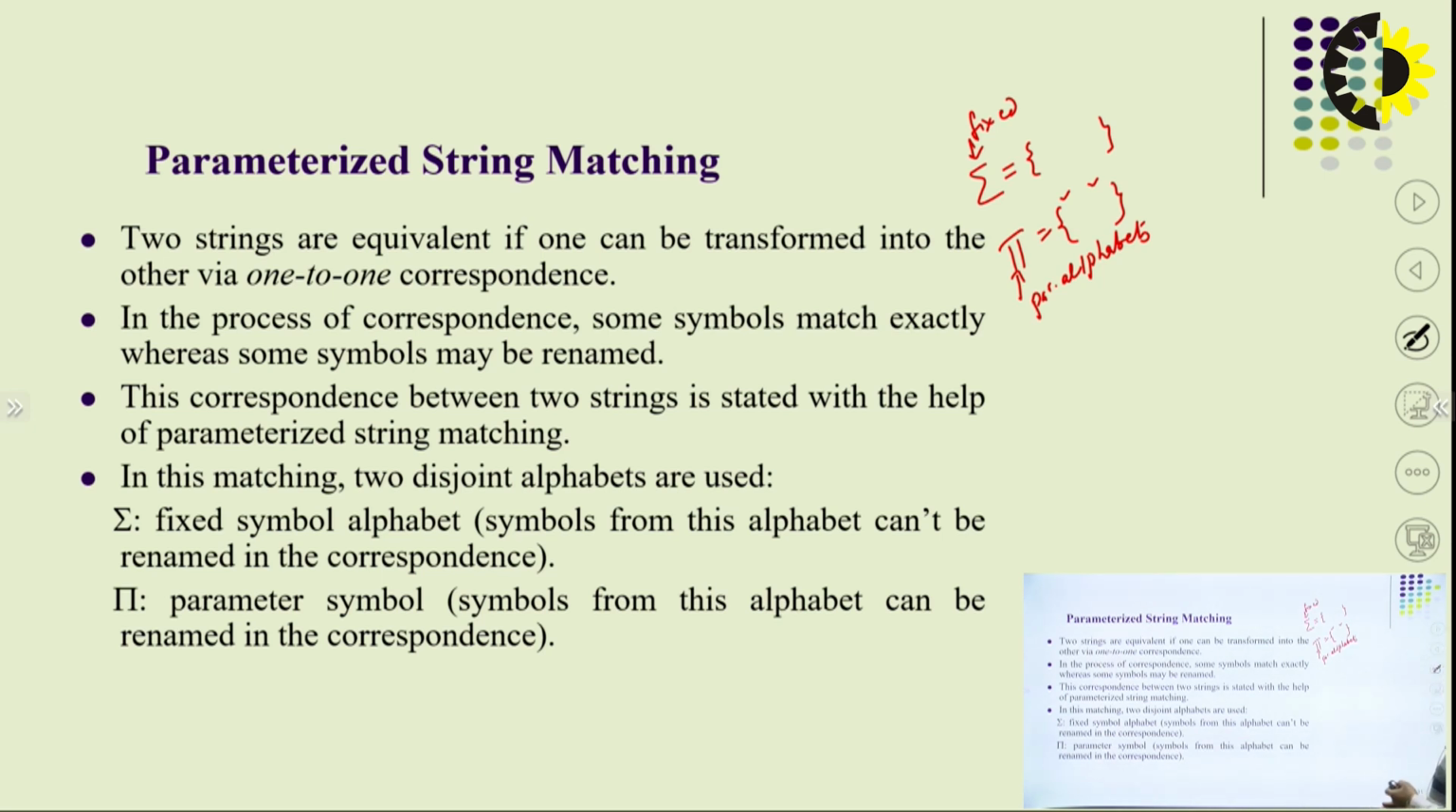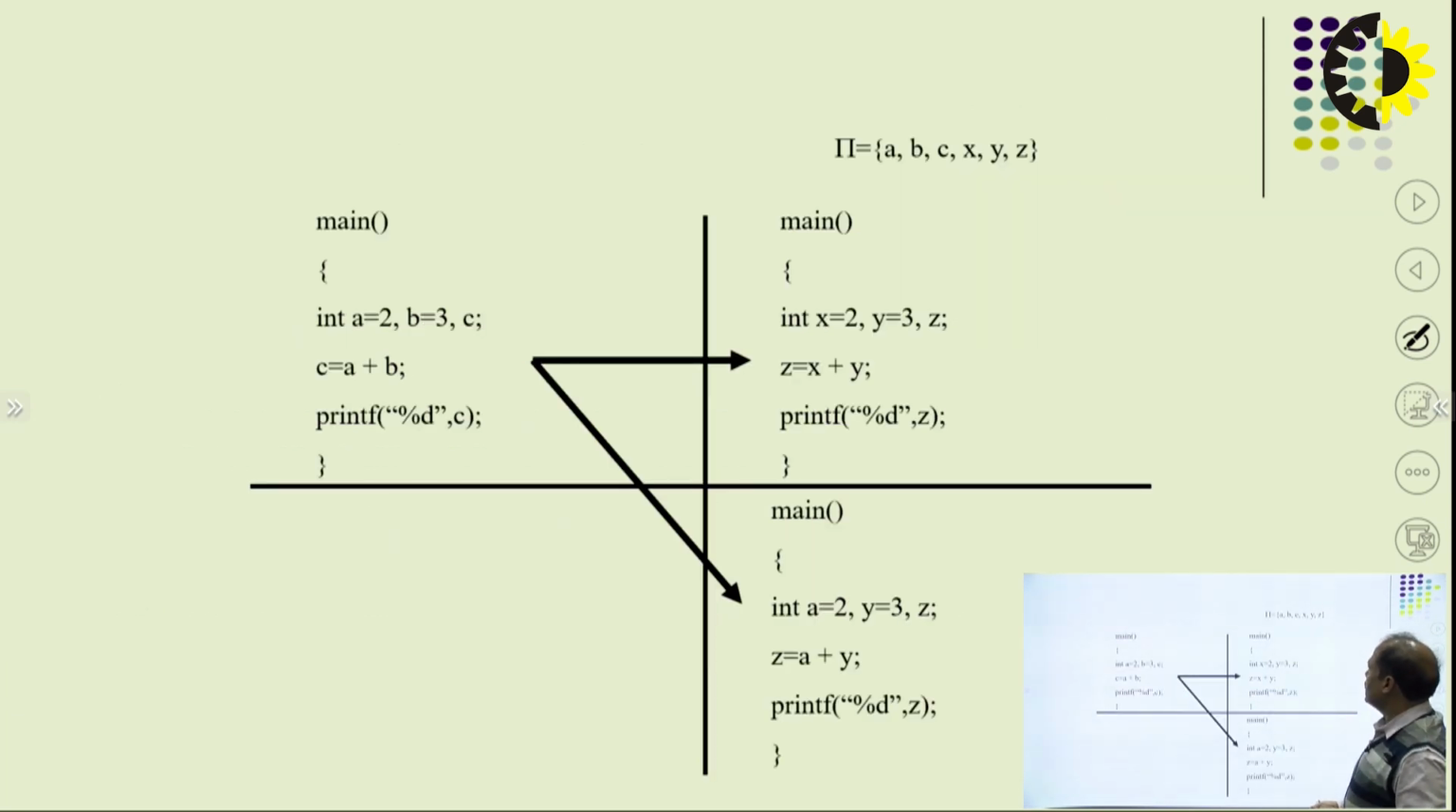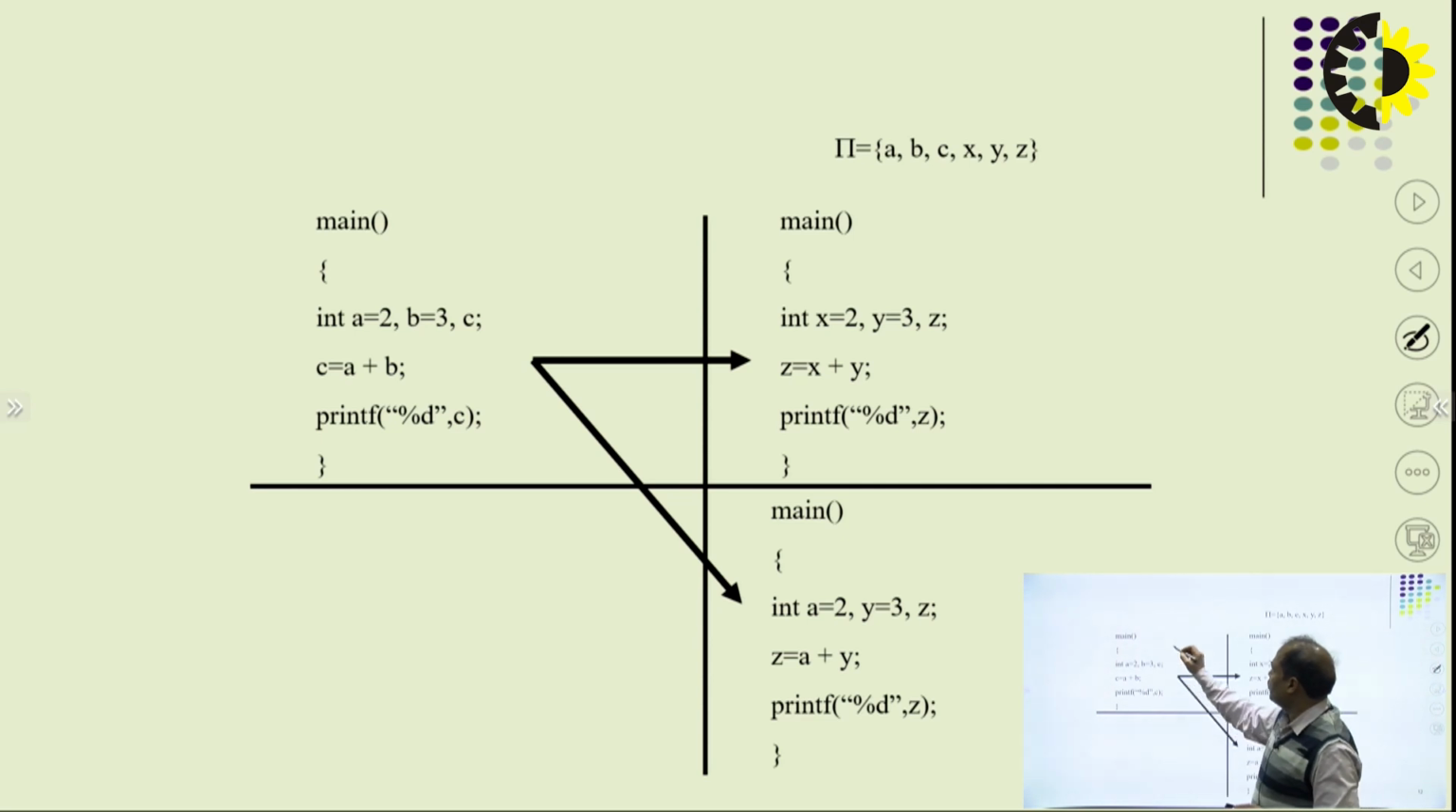Generally this kind of string matching is very popular in clone detection and plagiarism detection. Most of the plagiarism software is using this parameterized string matching. So consider this example. Suppose we have one section of code on the left-hand side where A is 2 and B is 3. This is C code, and now I am going to add C is A plus B, and print C.